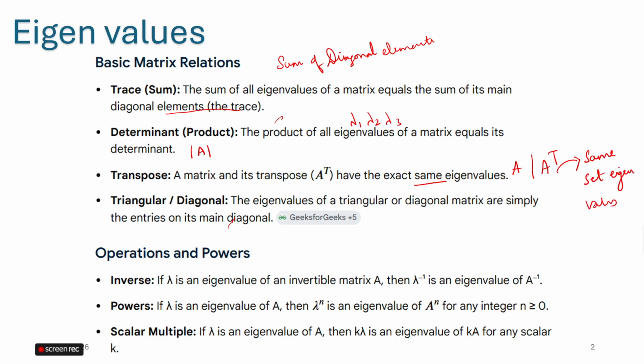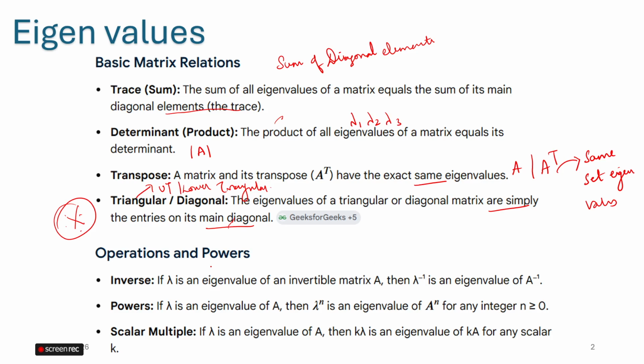Then we have triangular matrices. If you have triangular or diagonal matrices, the eigenvalues of triangular or diagonal matrices are simply their entries in the main diagonal. This is true for both upper triangular and lower triangular matrices. So these things have to be kept in mind. This is the most important property while solving problems. You have to keep this in mind.